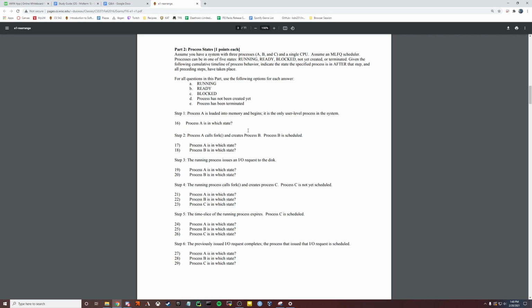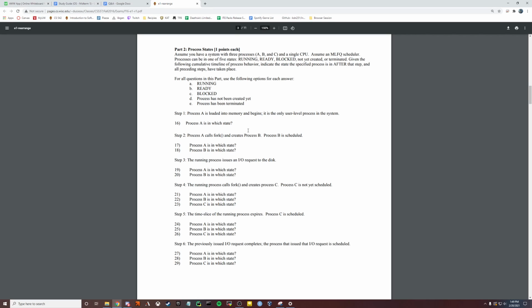Okay. So step 2, process A calls fork and creates process B. Process B is scheduled. Ready state? Oh, wait, no, hang on. Question 17: process A is in which state? I don't know. I think A is in ready and B would be running. So that's my thought too.